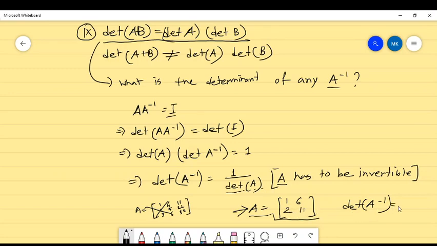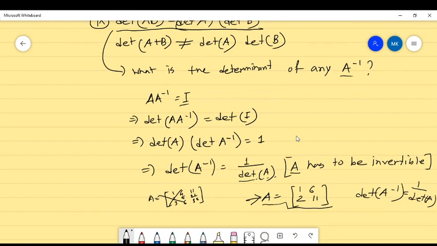So the determinant of the inverse would be 1 divided by the determinant of A, which would also be negative one, because 1 over minus 1 is a minus 1, right? Okay.